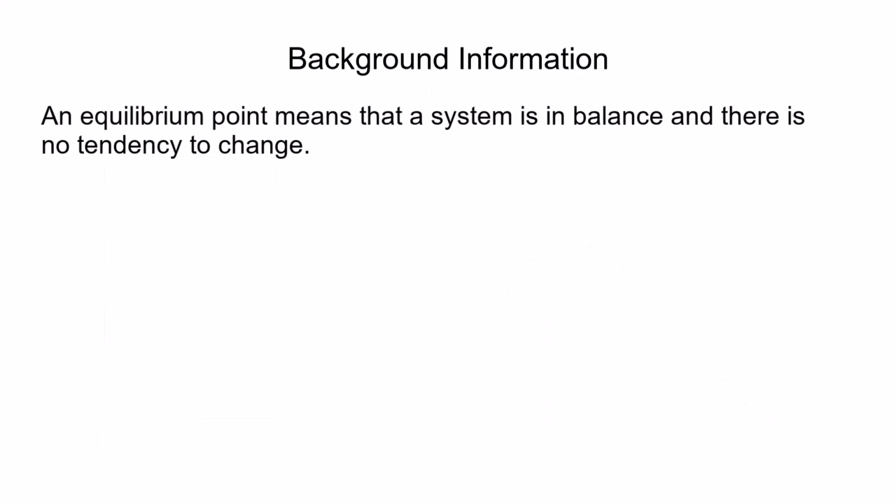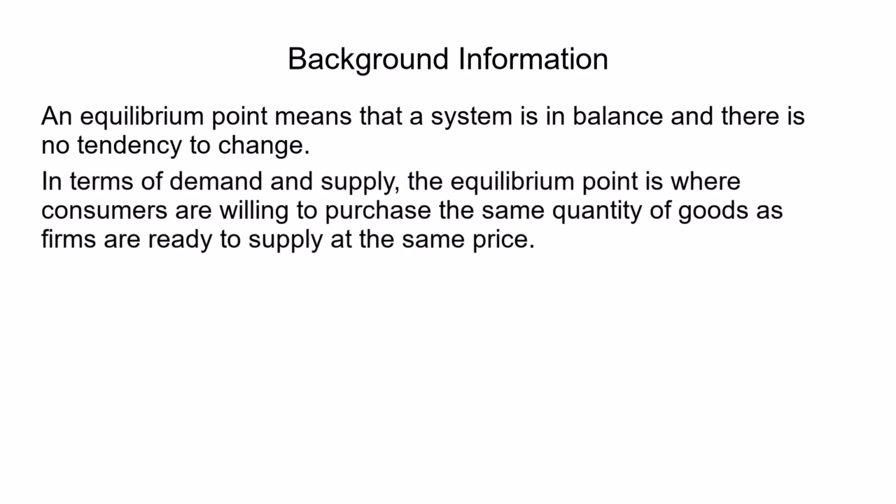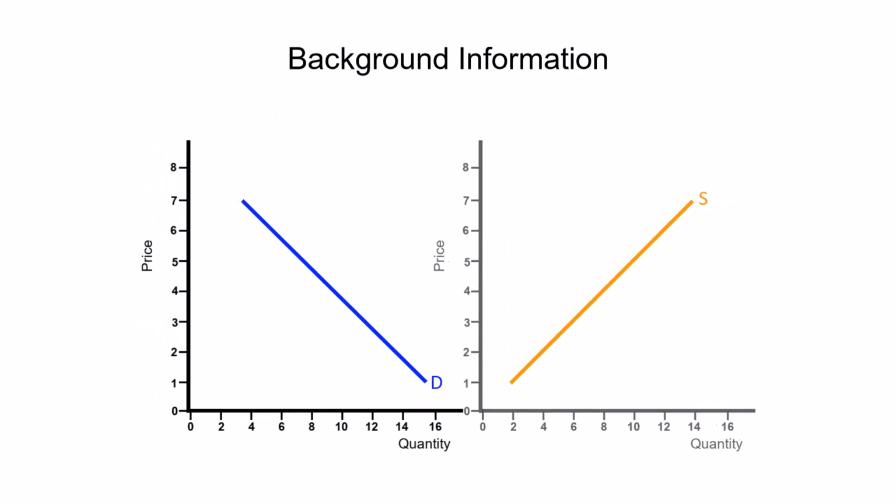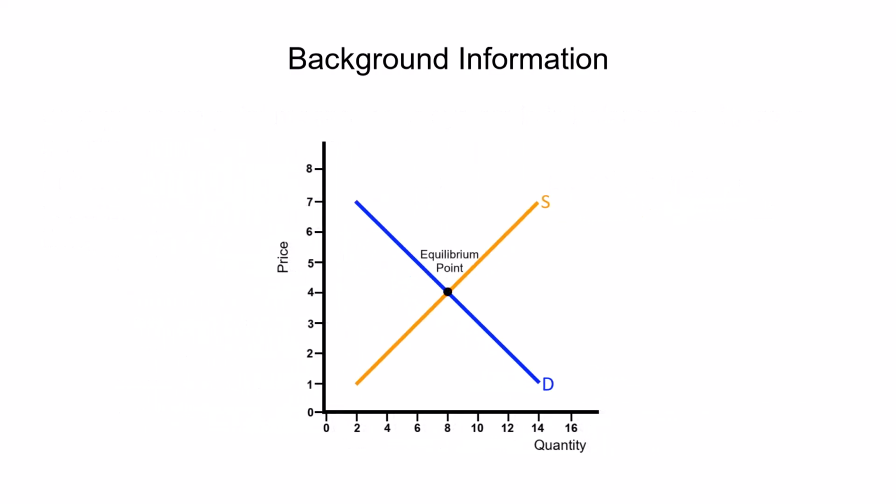The term equilibrium means that the system is in balance. There's no tendency for the system to change. In terms of supply and demand, the equilibrium point is where consumers are willing to purchase the same quantity of goods as firms are ready to supply at the same price. On a graph with the supply curve and a demand curve on it, the equilibrium point is where the demand curve crosses the supply curve. Let's take a minute to look at this point in some detail, why the equilibrium point is where the demand curve crosses the supply curve, using cups of coffee.